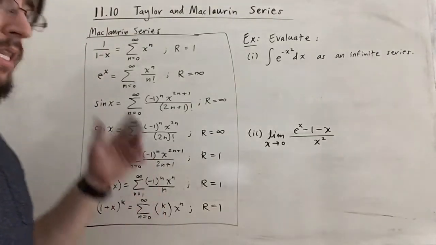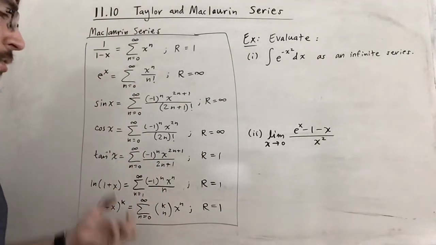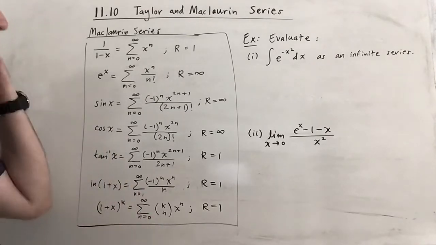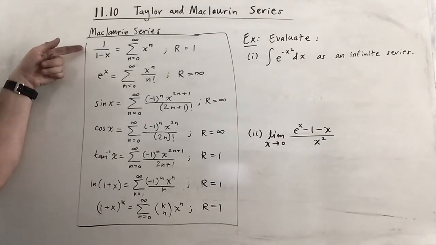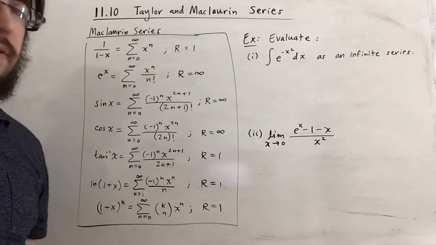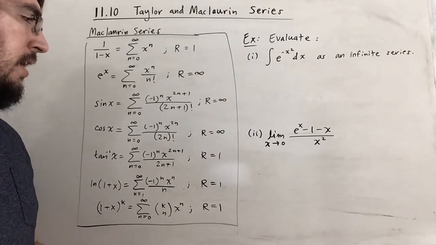Right, so here's the list I was talking about of all the Maclaurin series that we've seen in this section and in the previous section. These two in particular are from the previous section. Well, actually this one as well, of course. Along with the radii of convergence, which I think is kind of nice.